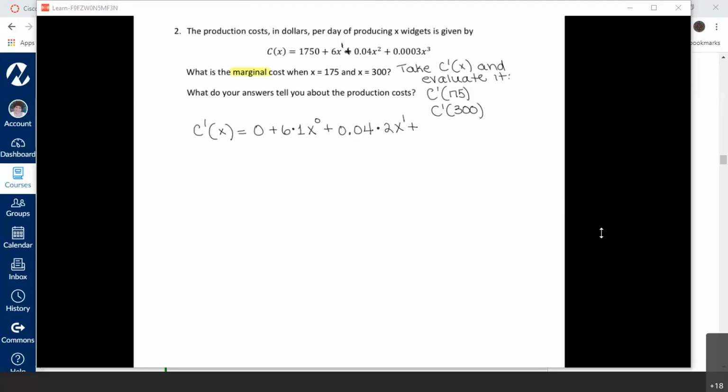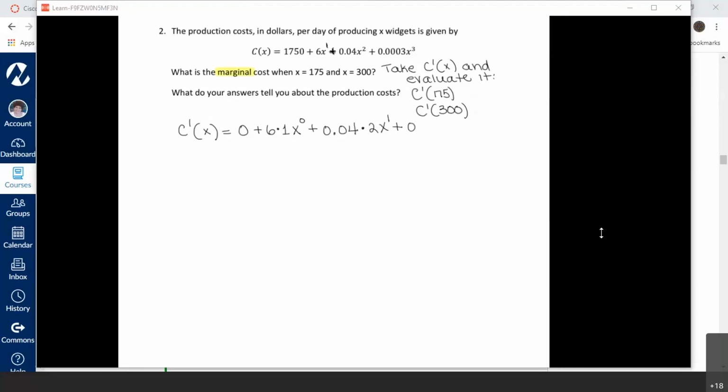Okay, and then the last term, I'm just going to copy that coefficient, bring down the exponent, and drop the exponent on x by 1. Okay, that is the calculus step. There were 2 bits of calculus I had to do to answer the question. I had to remember marginal meant take a derivative, and then I had to use the power rule to actually take the derivative here. The whole rest of the problem is algebra.